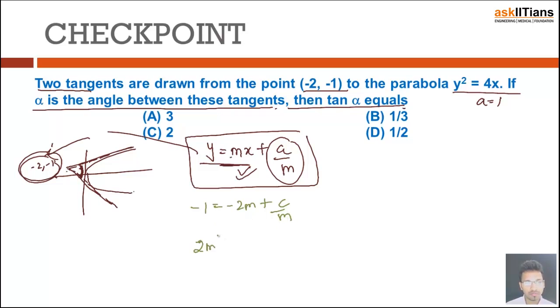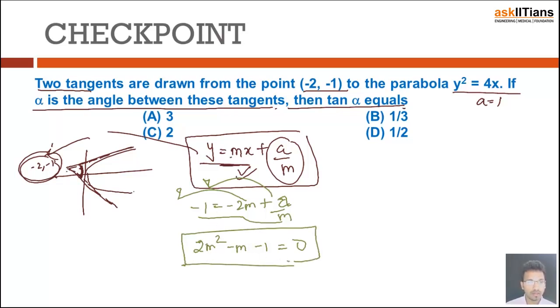So 2m² - m, and this is from here 1, so plus 1, it will be -1. I have cross multiplied and taken everything on this side. This is what we will get. Now on solving this, we can find two roots of this equation. There will be three methods. One is direct factorization if it's possible, which is definitely there in this case, (2m + 1)(m - 1) = 0.